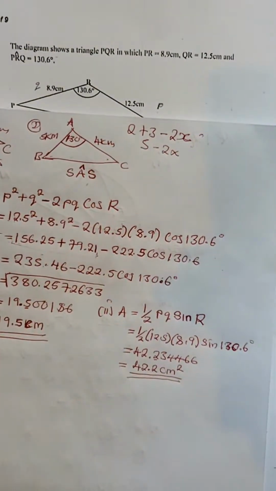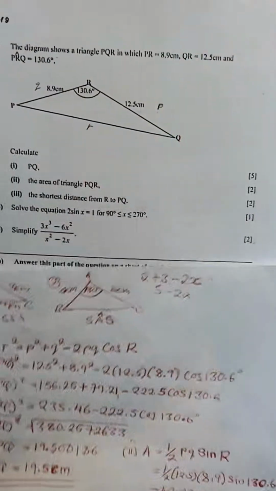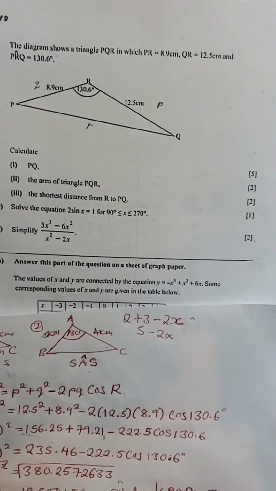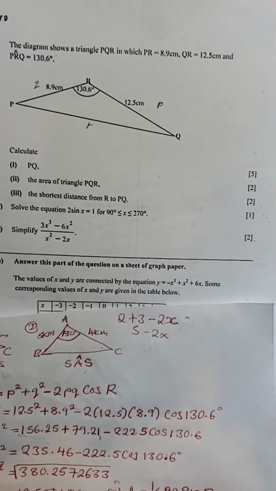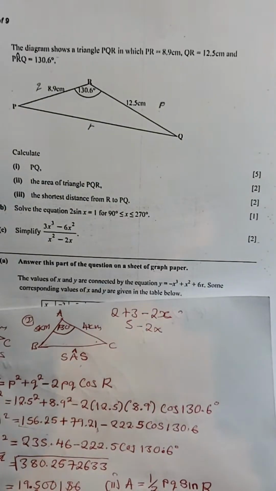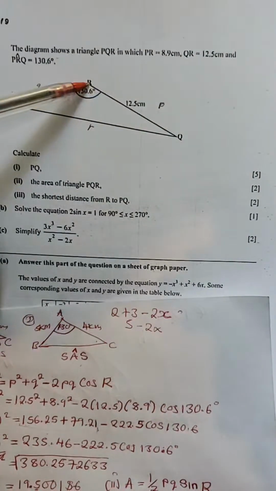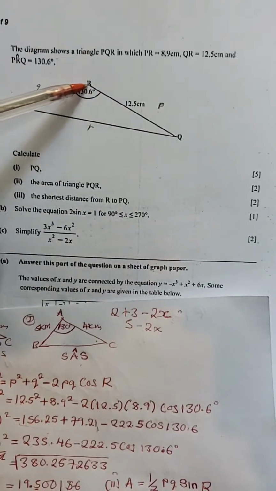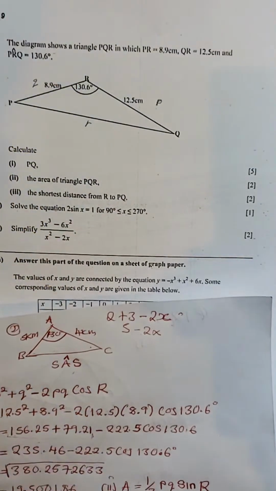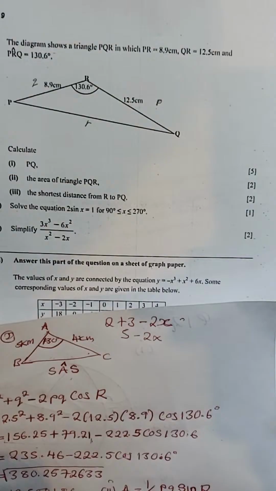Okay. Then the last question, on question A here, is saying: calculate the shortest distance from R to PQ. From R to PQ. 2 marks. So from R to PQ, check, let me just draw this here.